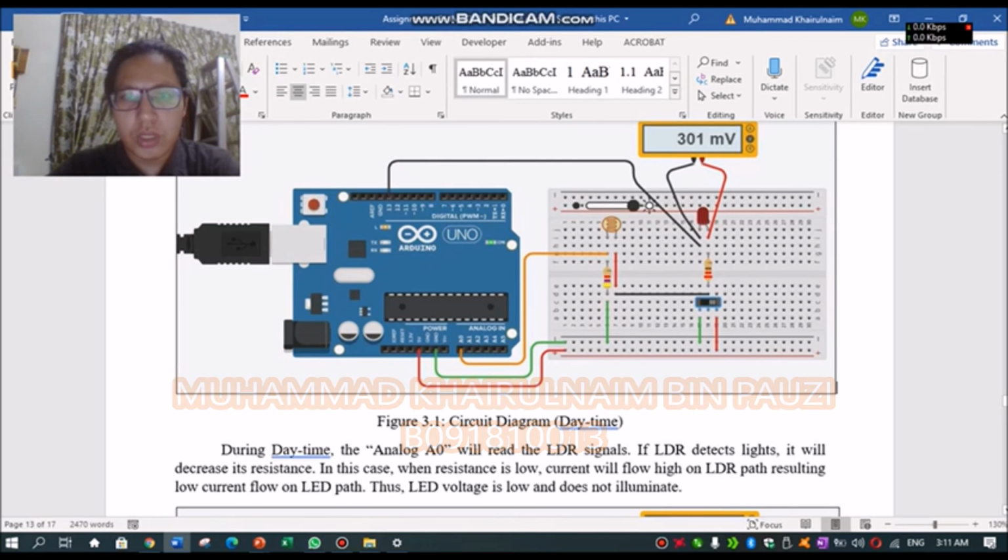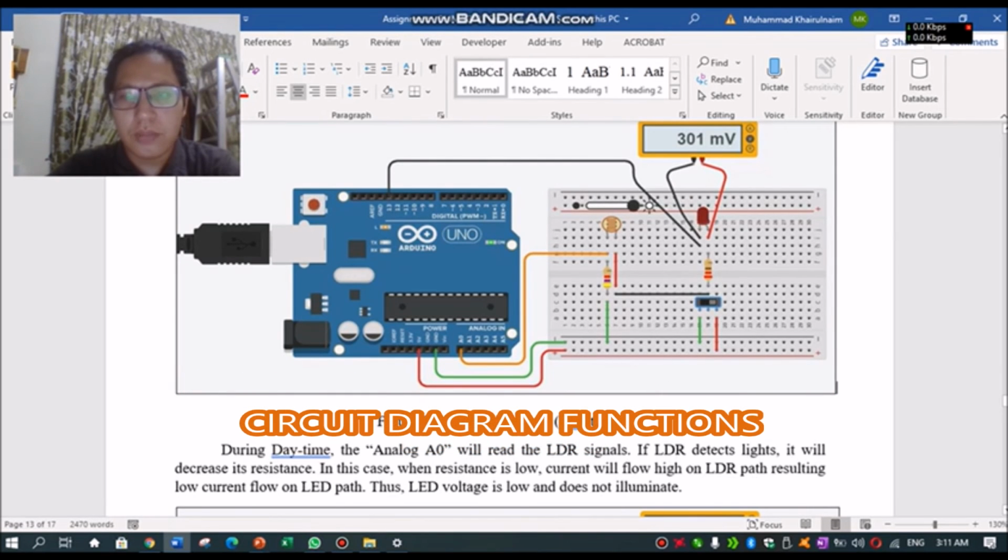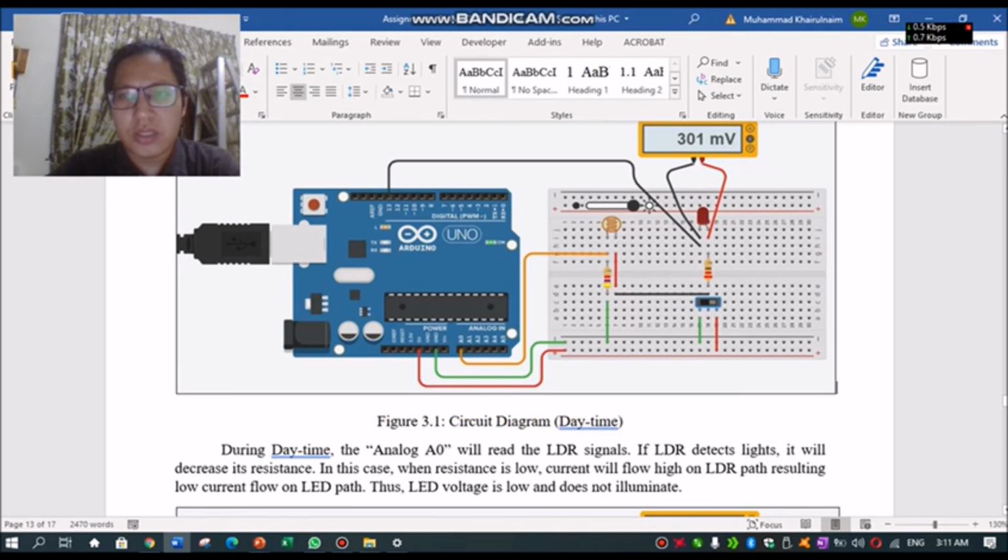Today I'm going to explain about the circuit diagram for the auto light system that we built using Arduino. For the first case, during daytime, the analog A0 will read the LDR signal. If the LDR detects light, it will decrease its resistance. When resistance is low, current will flow high on the LDR path, resulting in low current flow on the LED path. Because of that, the LED does not illuminate.